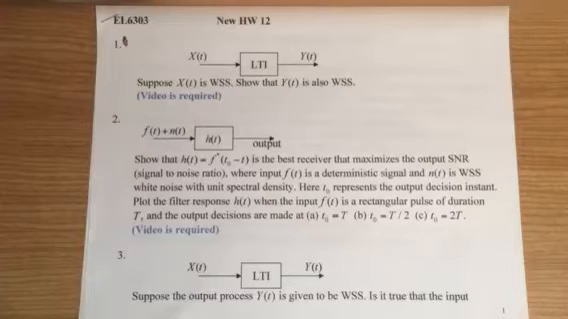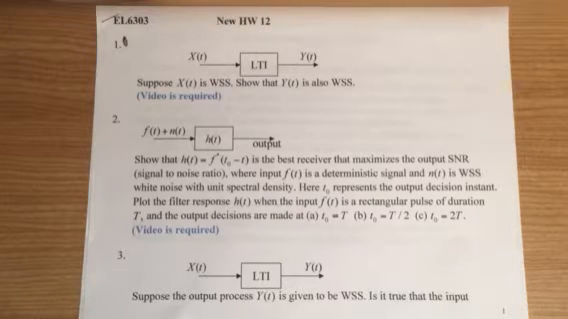Hello, we are doing homework number 12, number 2. Show that h of t equals f of the conjugate of t0 minus t is the best receiver that maximizes the output signal to noise ratio, where input f of t is a deterministic signal and n of t is a wide-sense stationary process white noise with unit spectral density. Here, t0 represents the output decision instant.